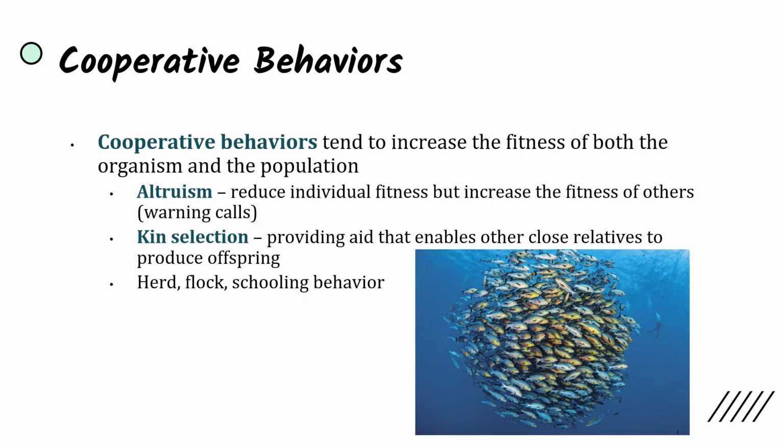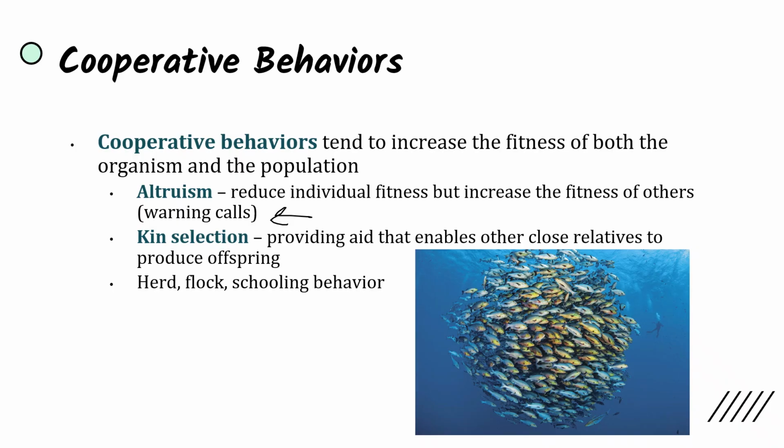We find cooperative behaviors so much in nature because they tend to increase the fitness of both the organism individually, but also the population as a whole. And we have things like altruism, where your individual fitness might be reduced, but the fitness of others has increased, such as warning calls, which may alert a predator to your specific location, but will save the rest of the population because they will now be warned of the presence of a predator.